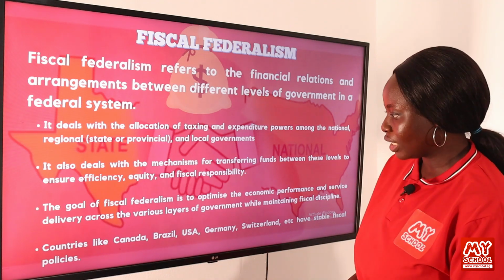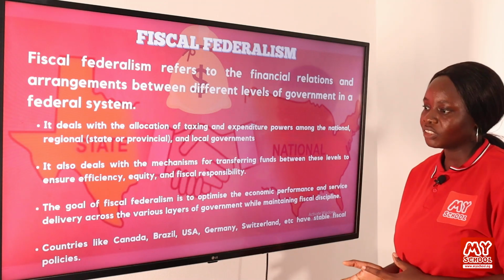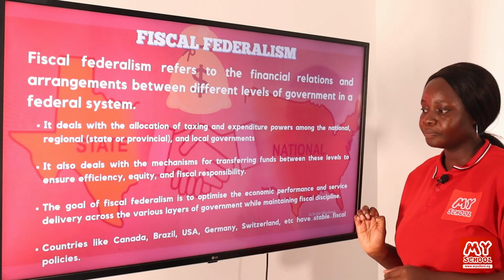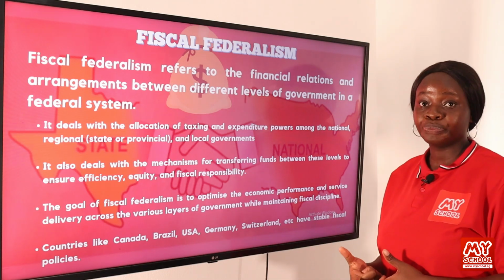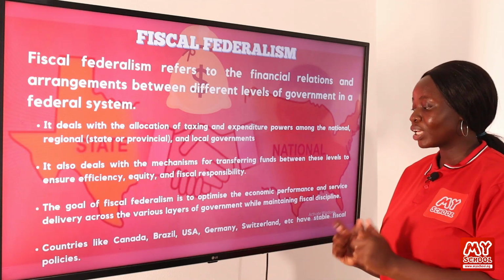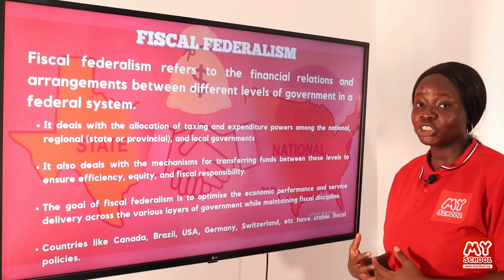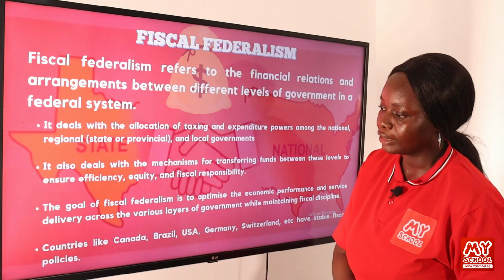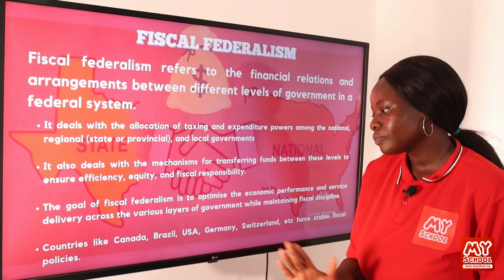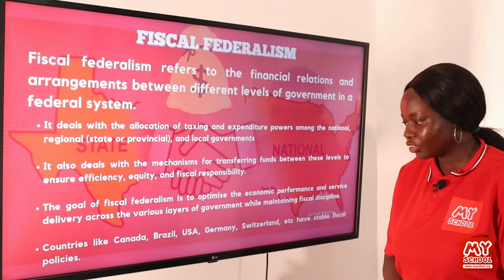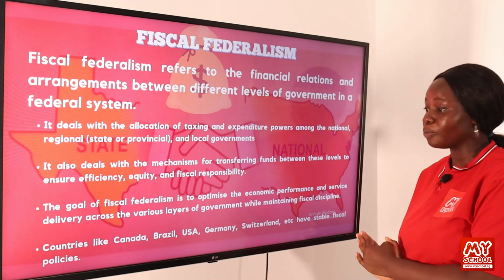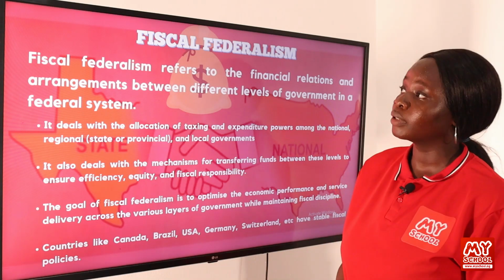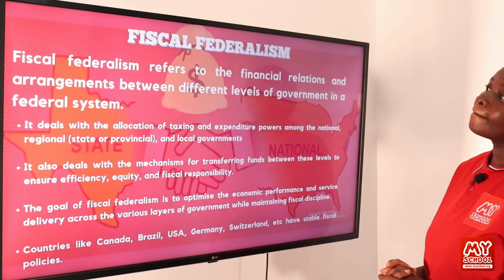So the goal of fiscal federalism is to optimize the economic performance and service delivery across the various layers of government while maintaining fiscal discipline. The federal government has to be able to allocate these resources effectively, but allocate them in a way that ensures discipline. That means it doesn't have to send so much, it just has to send enough for them to be able to perform their responsibility. So countries like Canada, Brazil, the United States of America, Germany, Switzerland, etc., they all have stable fiscal policies. Nigeria is still developing our own fiscal federalism. Now let's move on to the next slide.